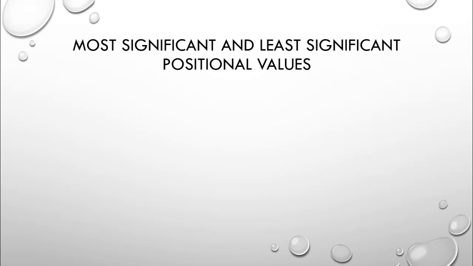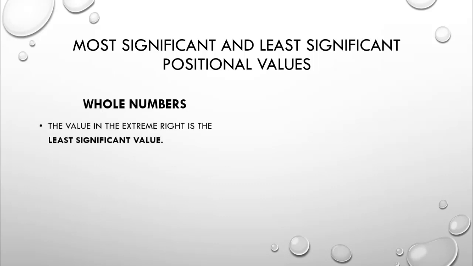Now the next topic that we have to see is the most significant and the least significant positional values. We have a certain rule to find out the most and the least significant values. For whole numbers, the rule is this: the value in the extreme right is the least significant value. So whatever you find in the extreme right, whether it's a 0 or whatever the number, it is going to be the least significant value.